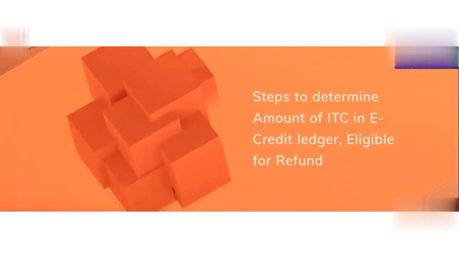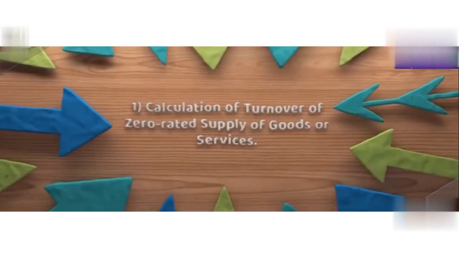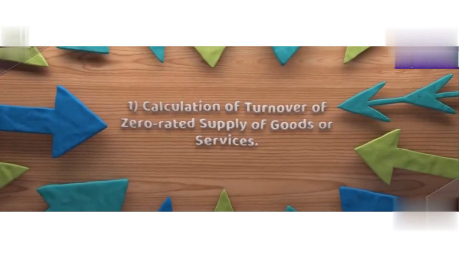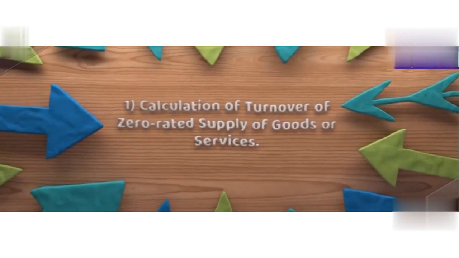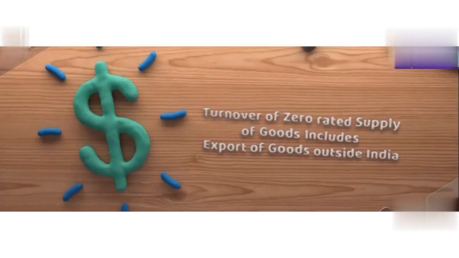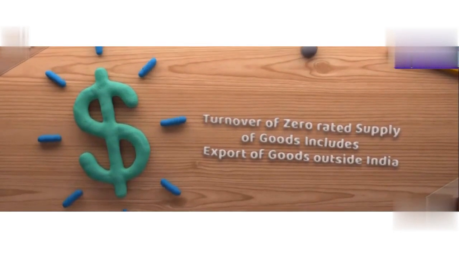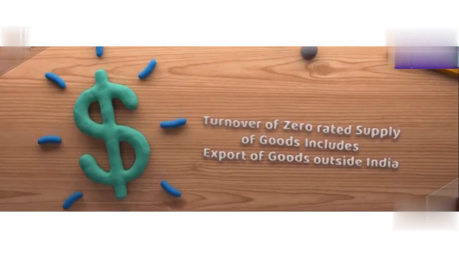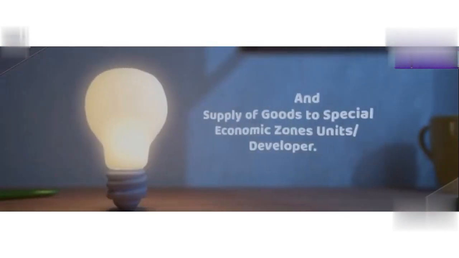How to determine the amount of ITC in a credit ledger eligible for refund under zero-rated supply of goods or services? First step is calculation of turnover of zero-rated supply of goods or services. The turnover of zero-rated supply of goods will include the turnover of export of goods outside India and supply of goods to special economic zone units or developer during the period.